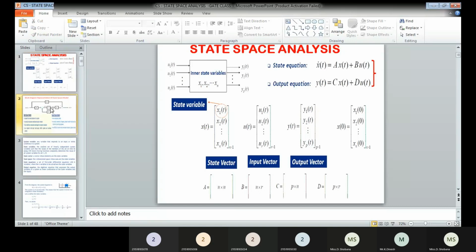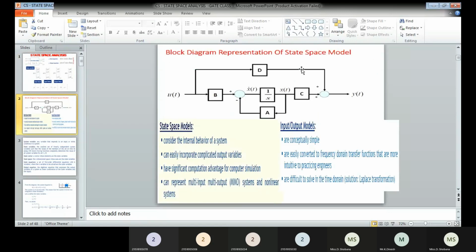Then we can go for the block diagram representation of the state space model. Here we will have the state variable as well as the state equation. In the block diagram representation, we will have basic elements such as adder, scalar, and integrator. If you apply a Laplace transform to the integrator, we obtain 1 divided by s. The integrator input is always represented as the state equation, and the output is represented as the state variable.